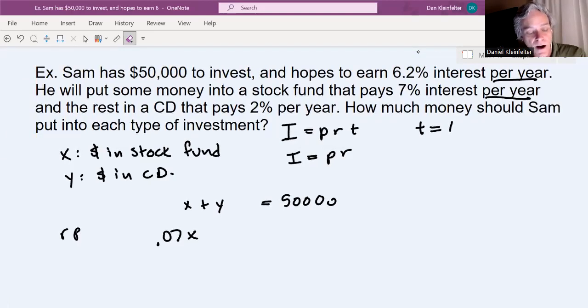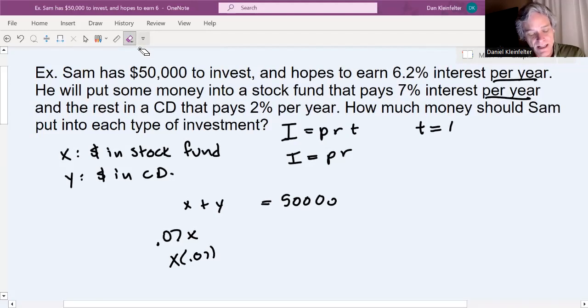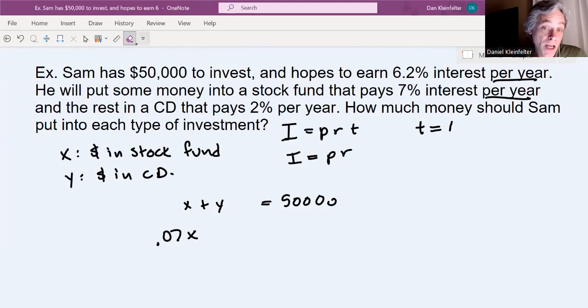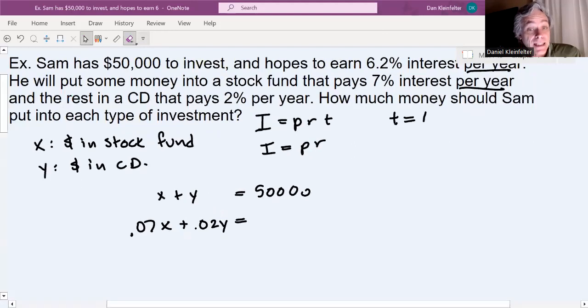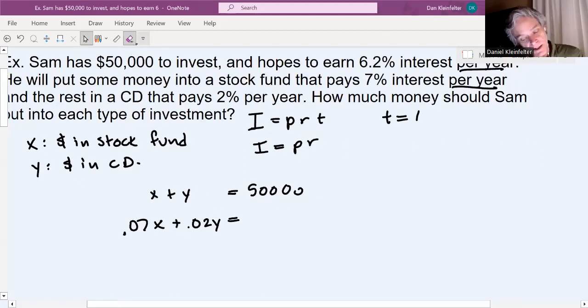Here I'm really doing RP instead of PR, just because it's customary to put the numbers in front. And if I did X times 0.07, none of us would like it. So forget that. We'll have 0.07X instead of X times 0.07. So rate times principal. For the CD, it's 2% a year, so it's going to be 0.02 times Y. And then that's going to tell us the total amount of interest.